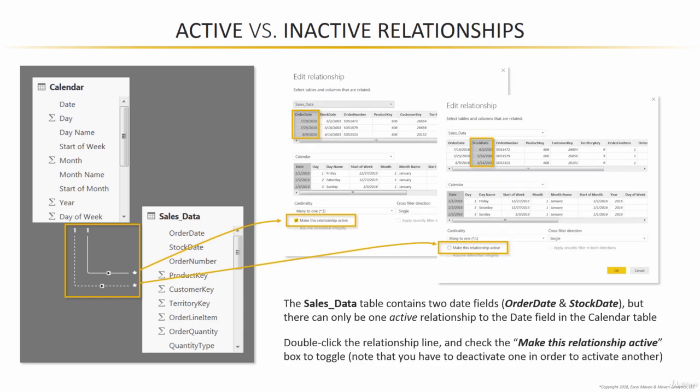Now, if you edit both of these relationships, you'll see that one has the checkbox where it says make this relationship active, the other does not. Now you can toggle these back and forth, but the one catch is that you have to deactivate the active one first before you activate the other. In other words, there can be no point in time where both of those checkboxes are activated. So let me show you what this looks like in the relationships view.